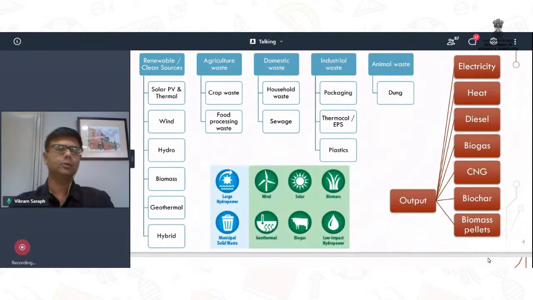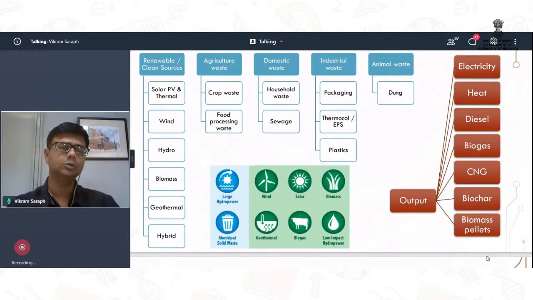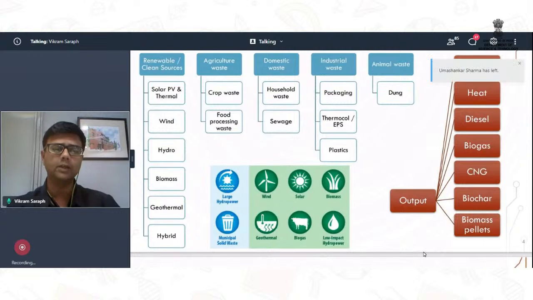So we are talking about energy sources that are clearly available. Some of the renewable sources we have already seen. We are also talking about waste. So agricultural waste, waste from crop harvesting, waste from food processing, household waste, sewage, industrial packaging, thermocol, plastics. These are all sources of good quality energy that today we are just throwing away.